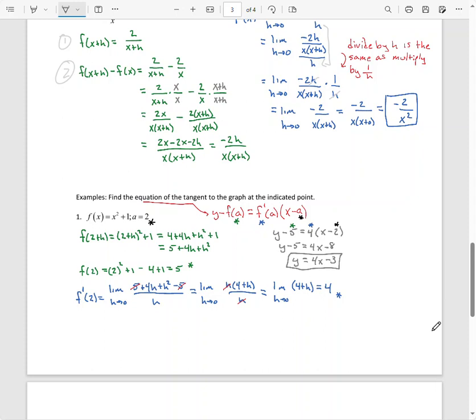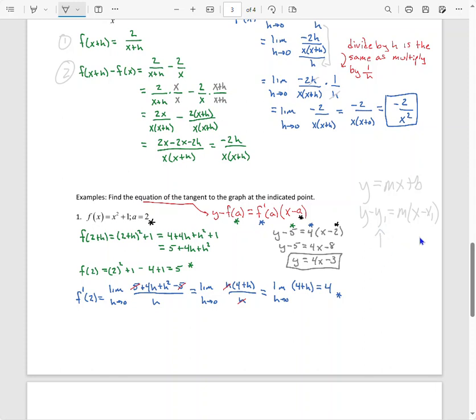Okay, find the equation of the tangent line to the graph at the indicated point. Equation of the tangent line. It's a line. It's always a line. What's the equation of a line? Equation of a line is y equals mx plus b. Another equation of a line that is much better for calculus is called the point slope form of a line. y minus y1 equals m times x minus x1.